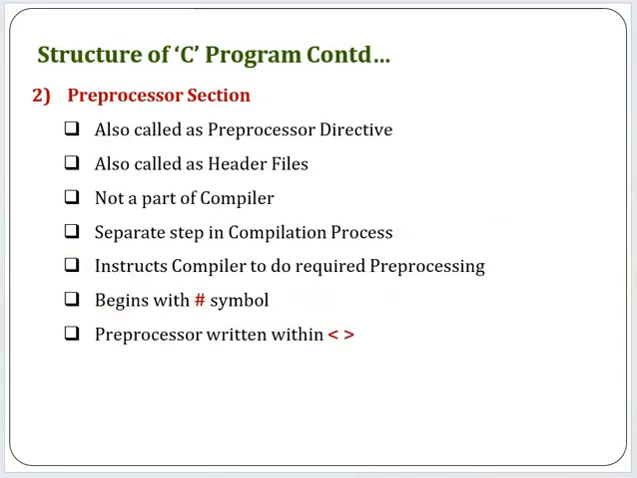And then next is the preprocessor section. This contains instructions to the compiler known as preprocessor directives. Preprocessor directives are not part of the main C program. They are processed before the actual compilation begins. They start with the hash symbol. Common preprocessor directives include #include for importing header files and #define for creating macros. Header files are typically enclosed within angle braces. You can see here.